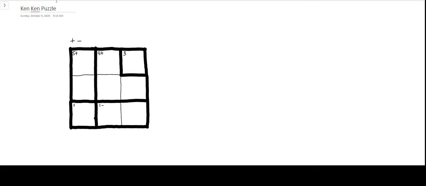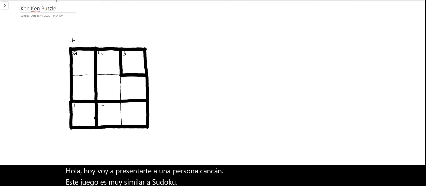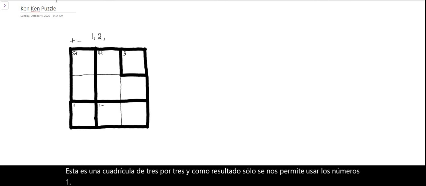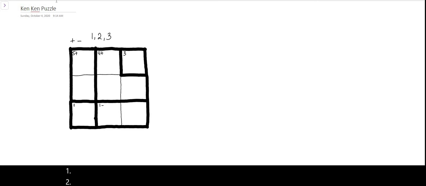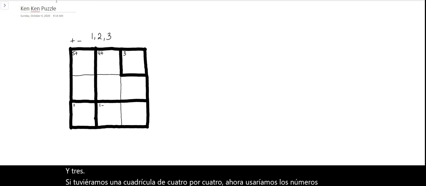Hello, today I'm going to introduce you to a KenKen puzzle. This game is very similar to Sudoku. This is a 3x3 grid, and as a result, we are only allowed to use the numbers 1, 2, and 3. If we had a 4x4 grid, we would now use the numbers 1, 2, 3, and 4.